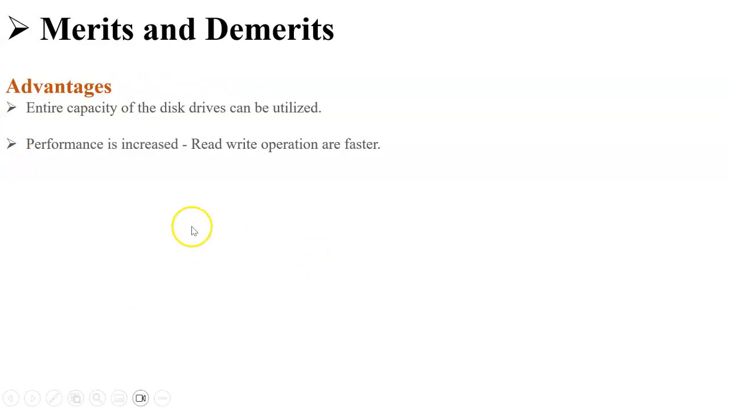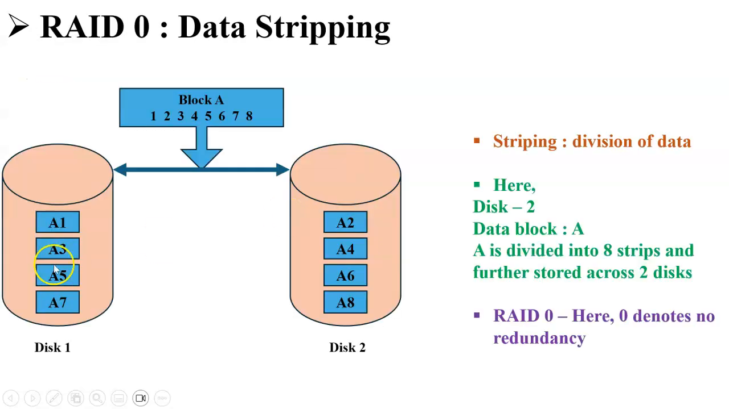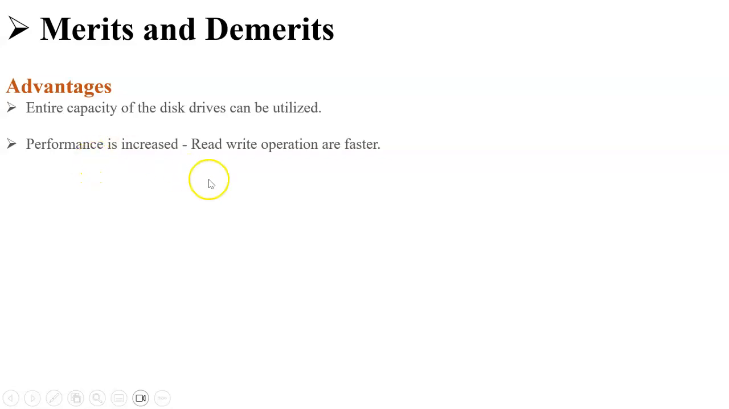Then performance is increased. Why? Because the read-write operations are faster. Why are read-write operations faster? Again, I would like to go back to this diagram. Here the data stored in disk 1 and disk 2 can be accessed in parallel. If I want to access data A1 and at the same time I want to access data A4, both operations can be done simultaneously and the time required to access this data will be minimized. That is why the performance is increased and the speed is faster.